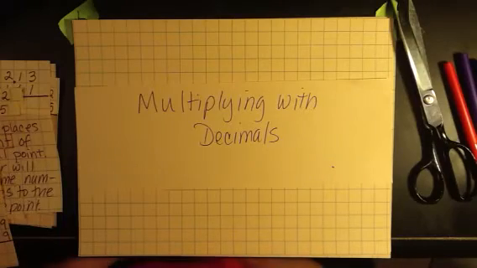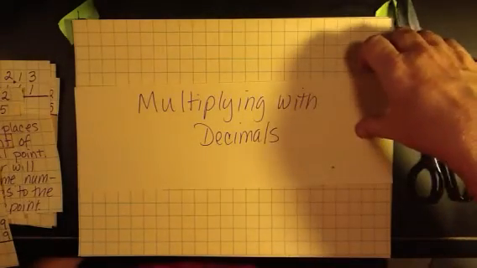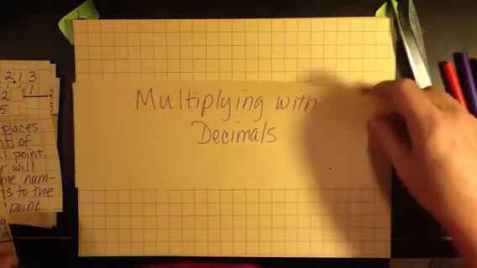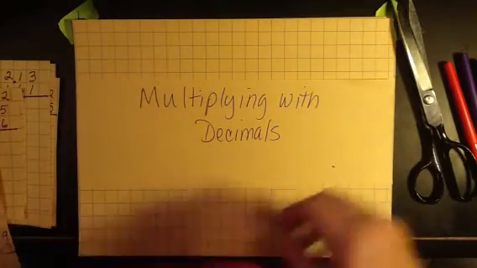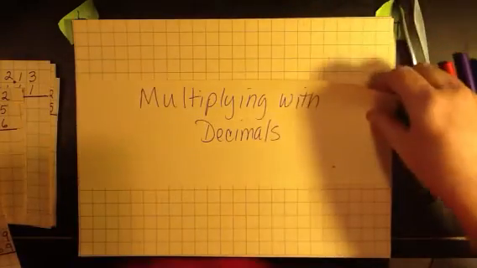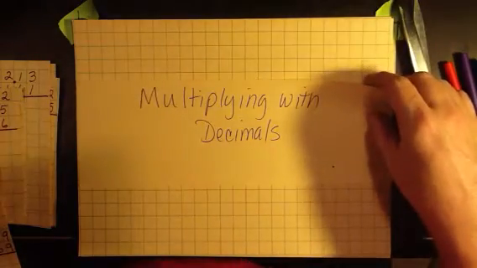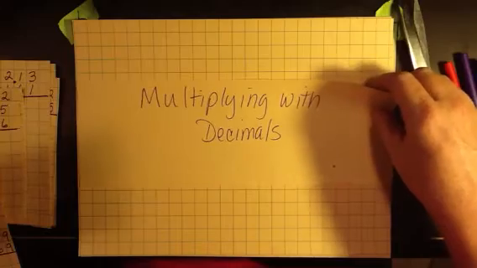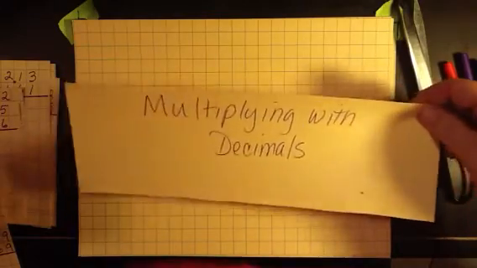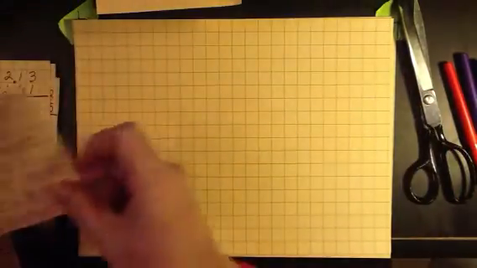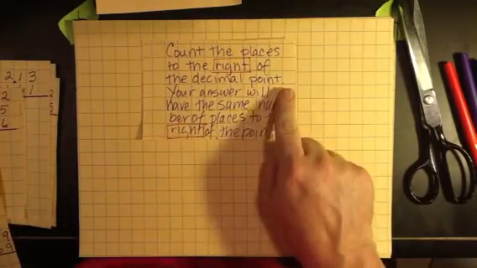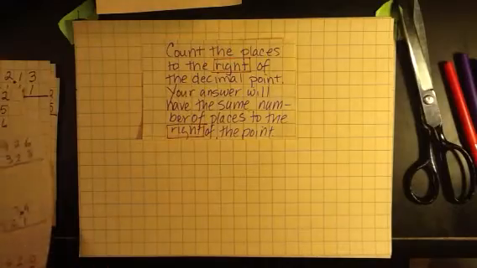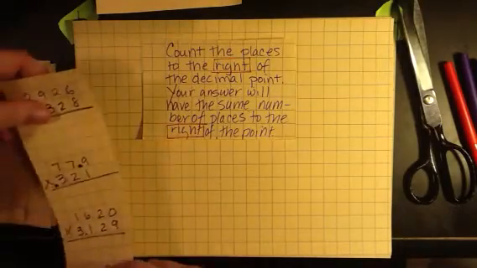This video is about multiplying with decimals. The important thing to remember with multiplying with decimals is that your answer will have decimals in it as well, most of the time. One of the ways we can work with decimals and multiplication is to count the places to the right of the decimal point. Your answer will have the same number of places to the right of the decimal point.